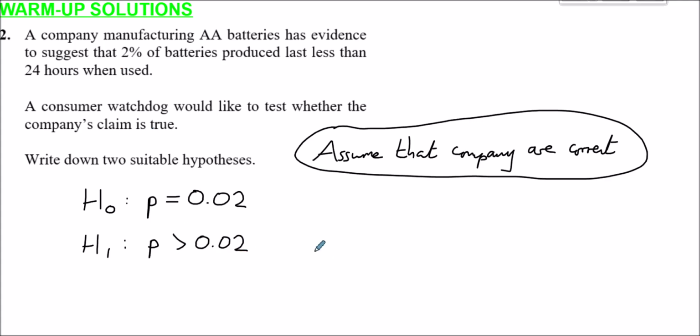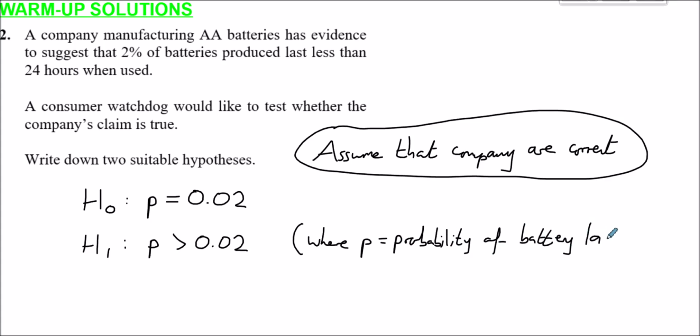And then if you want to, you can maybe put in brackets where P is the probability of a battery lasting less than 24 hours.